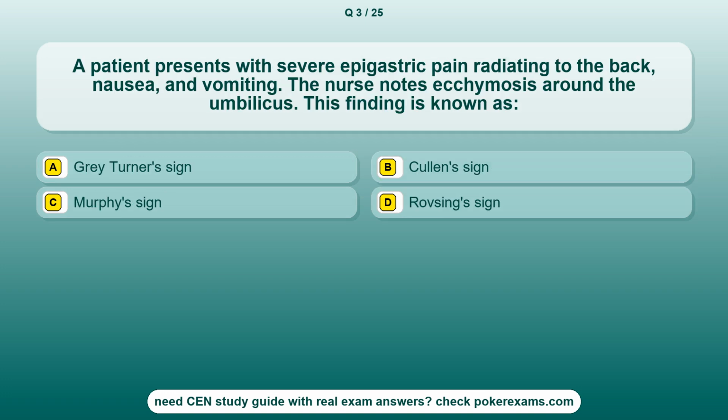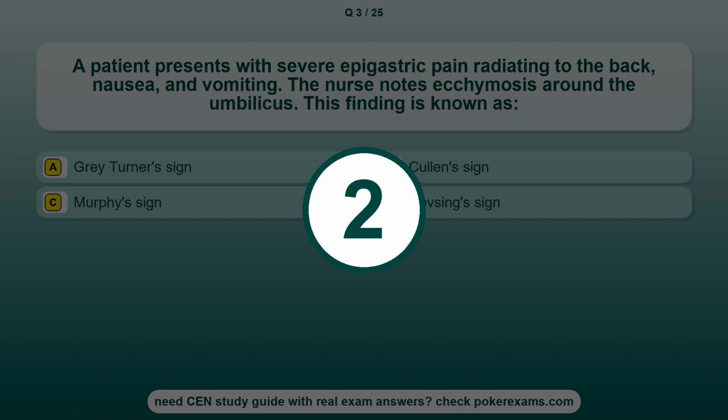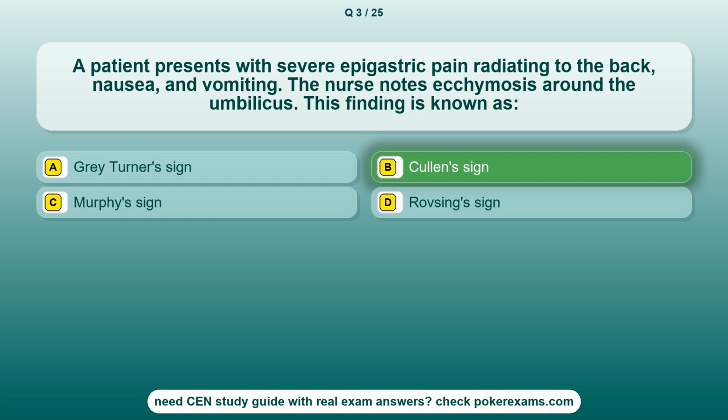Question 3. A patient presents with severe epigastric pain radiating to the back, nausea, and vomiting. The nurse notes ecchymosis around the umbilicus. This finding is known as option A, Gray-Turner's sign. Option B, Cullen's sign. Option C, Murphy's sign. Option D, Rovsing's sign. The correct answer is option B, Cullen's sign.